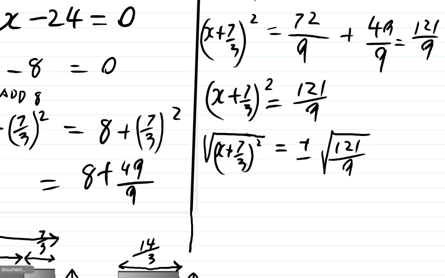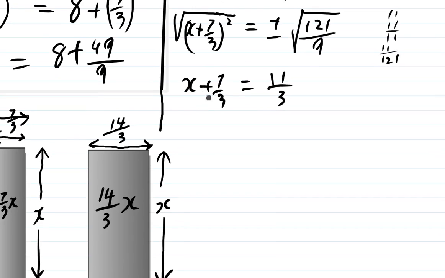The square root of x plus 7 thirds squared. The square root of a number squared is going to be just the number itself. It's like the square and the square root cancel each other. So you will have the x plus 7 thirds remaining undisturbed, alright? Equals, what's the square root of 121 over 9? Square root of 121 is 11. 11 times 11, remember, is 121. So it's 11 divided by the square root of 9, which is 3. 11 over 3, alright?